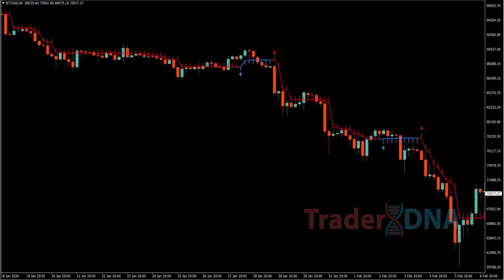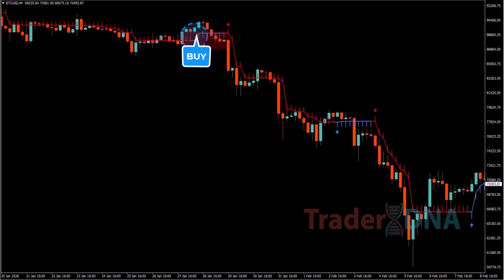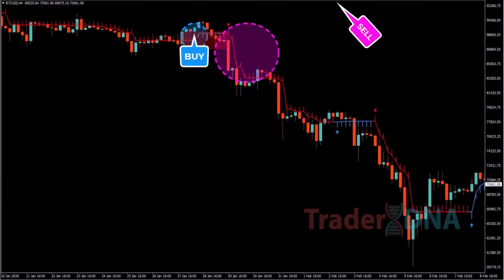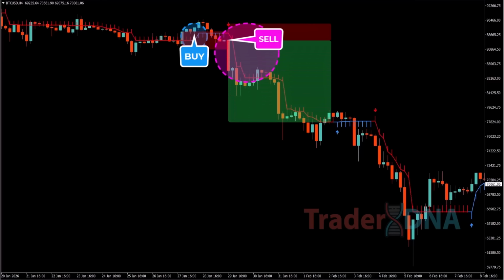Now watch this next part. You take a buy entry right here, but this time price hits your stop loss and the loss is very small. Then the indicator flips to red, so you immediately take a sell entry and once again price drops hard and gives you another big winning trade.